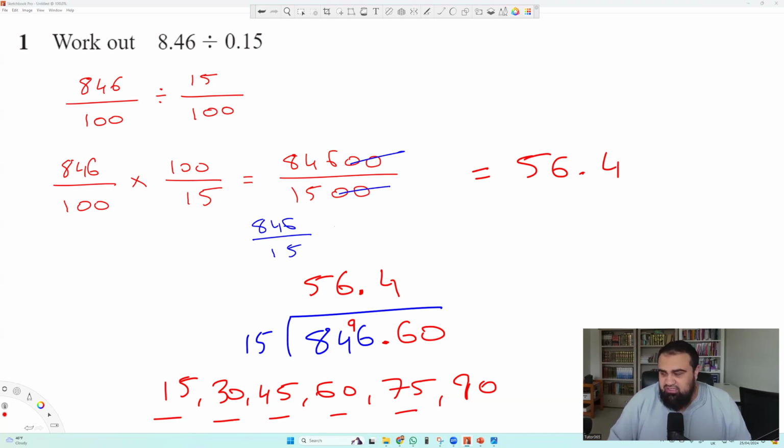Of course, you can use a calculator to check your work because, you know, you're not in a real test. But in the real test, you're not allowed your calculator. So you have to do what I've just done.